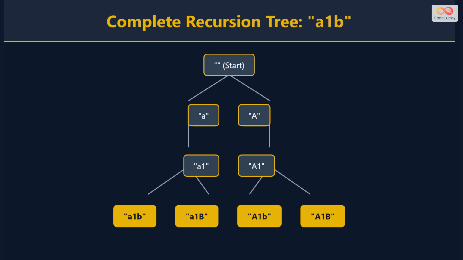Here is how the recursion unfolds for a short string like a1b. We start with an empty state. Encountering a splits us into 2 branches. Then, encountering 1 extends both branches without splitting. Finally, encountering b splits each of our existing branches again. This results in 4 leaves at the bottom, representing our 4 final answers.